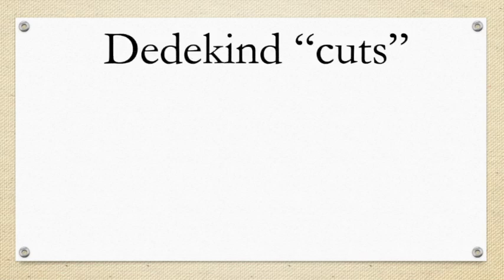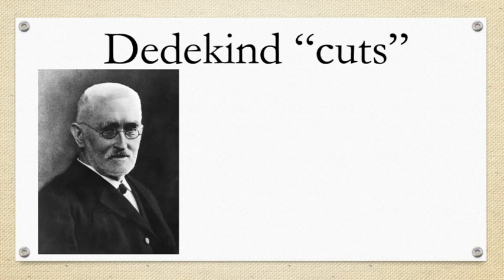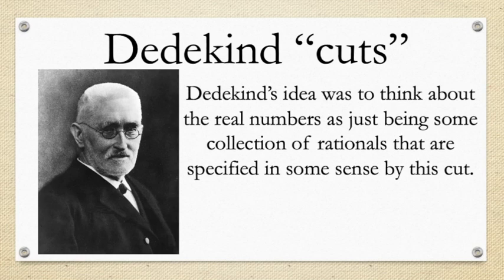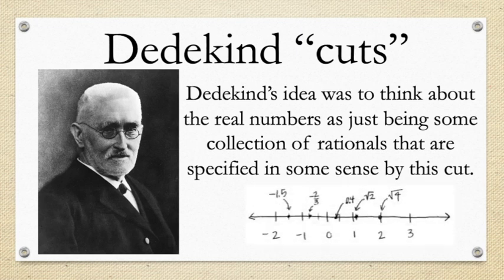Dedekind's idea was to think about the real numbers as just being some collection of rationals that are specified in some sense by this cut. Our task is to construct the real numbers in a way that only involves the things we have defined before, which are rationals. We are going to make a cut right here, and we're going to say that everything to the left is a collection of rationals that will be called a cut.